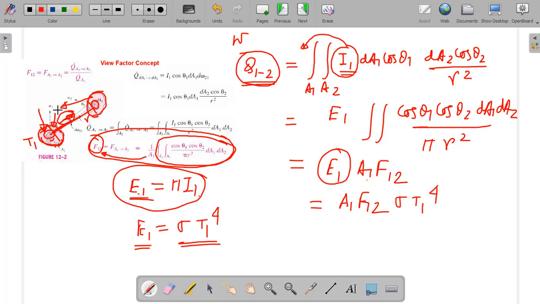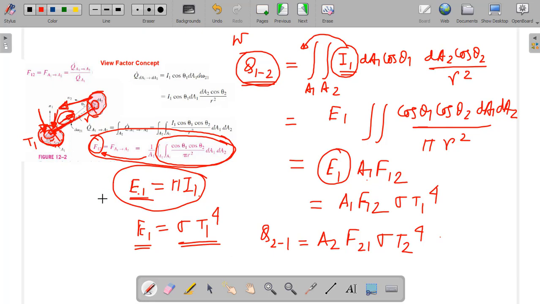Now let us consider how much this one surface will absorb, that will be coming out from A2. It is exactly a similar way. You can write that from 2 to 1, what is going to come here is nothing but A2 into F21 into sigma T2 to the power 4. Okay, so this is 2 to 1. So how much is going to come from 2 to 1?